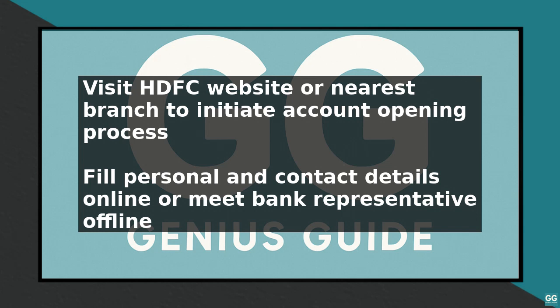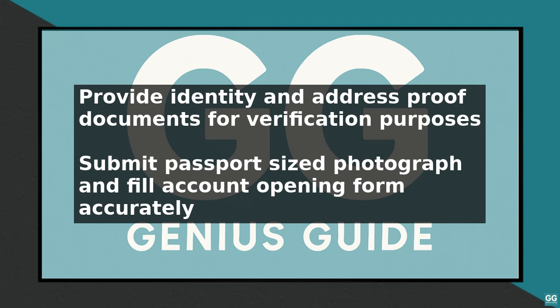In both cases, you will be required to provide your identity proof, address proof, and a passport-sized photograph. The commonly accepted documents for identity proof include Aadhaar card, passport, and voter ID card, while address proof can be provided through Aadhaar card, utility bills, and rent agreement.